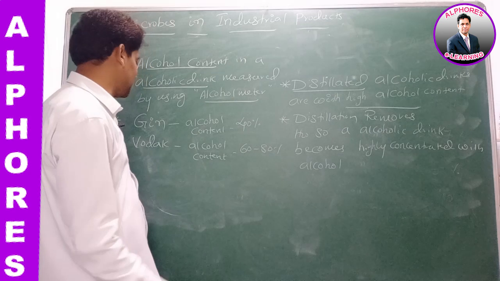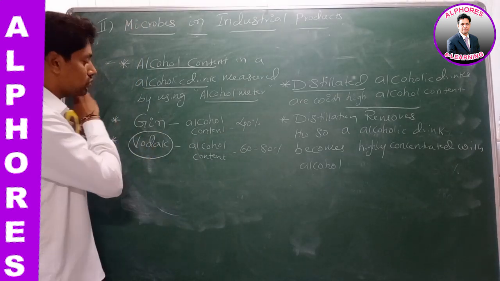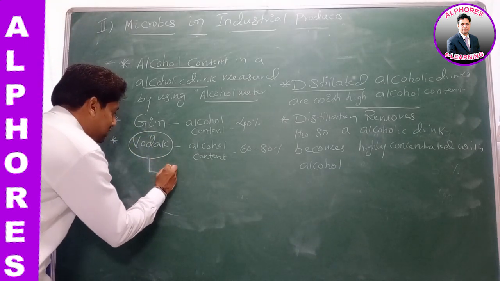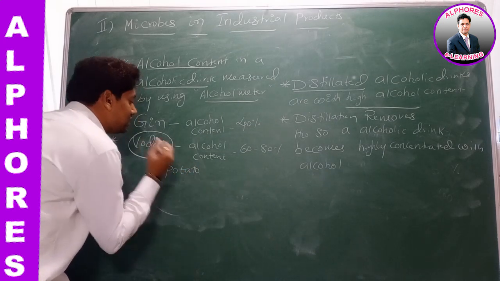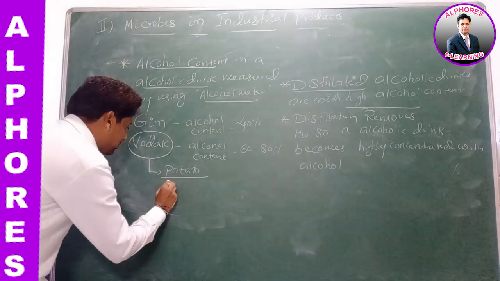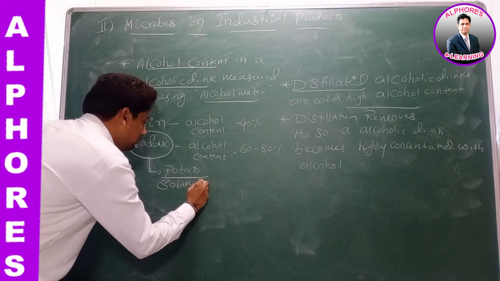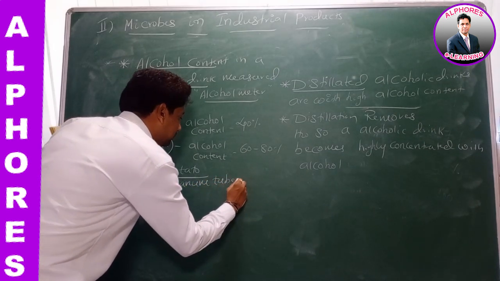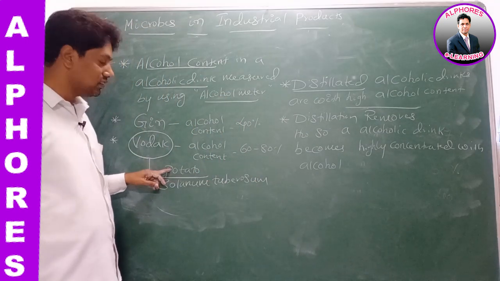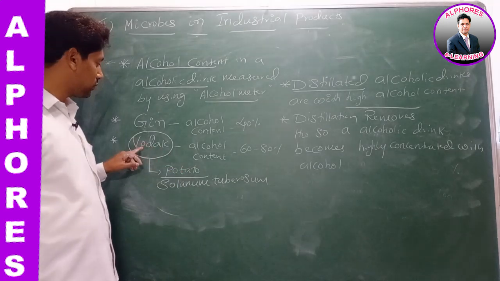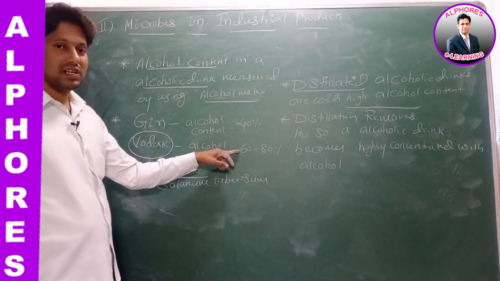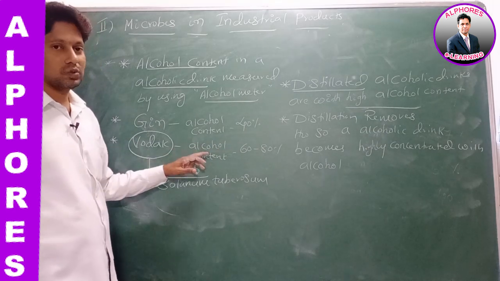What is the alcohol content in vodka? 60 to 80%. Sir, what is the raw material used to produce vodka? The raw material used to produce vodka is potato. What is the scientific name of potato? Solanum tuberosum, right? Therefore, when this potato undergoes fermentation, it produces what, sir? Vodka. What is the alcohol content in this vodka? 60 to 80%.